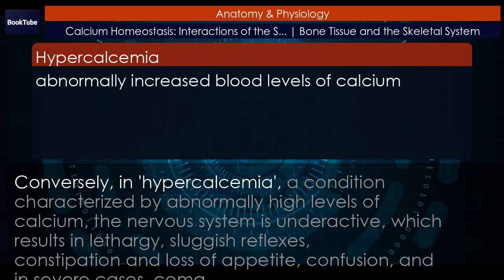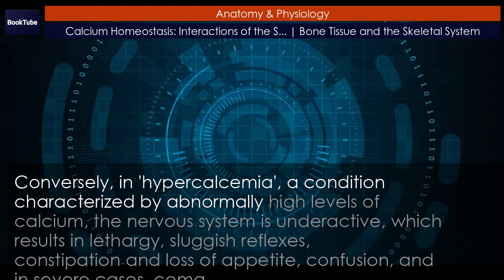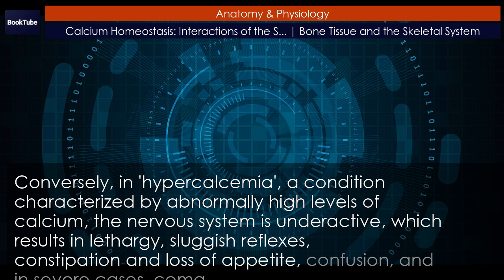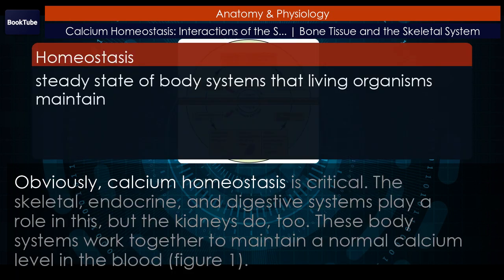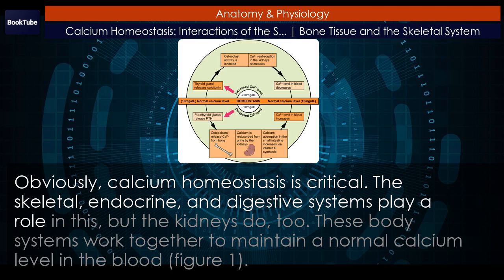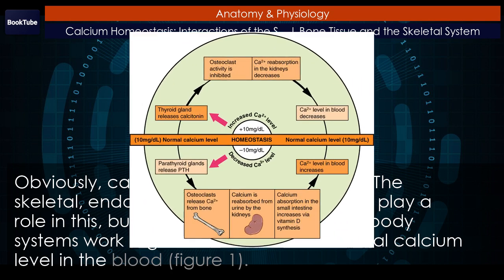Conversely, in hypercalcemia, a condition characterized by abnormally high levels of calcium, the nervous system is underactive, which results in lethargy, sluggish reflexes, constipation and loss of appetite, confusion, and in severe cases, coma. Obviously, calcium homeostasis is critical. The skeletal, endocrine, and digestive systems play a role in this, but the kidneys do, too. These body systems work together to maintain a normal calcium level in the blood.